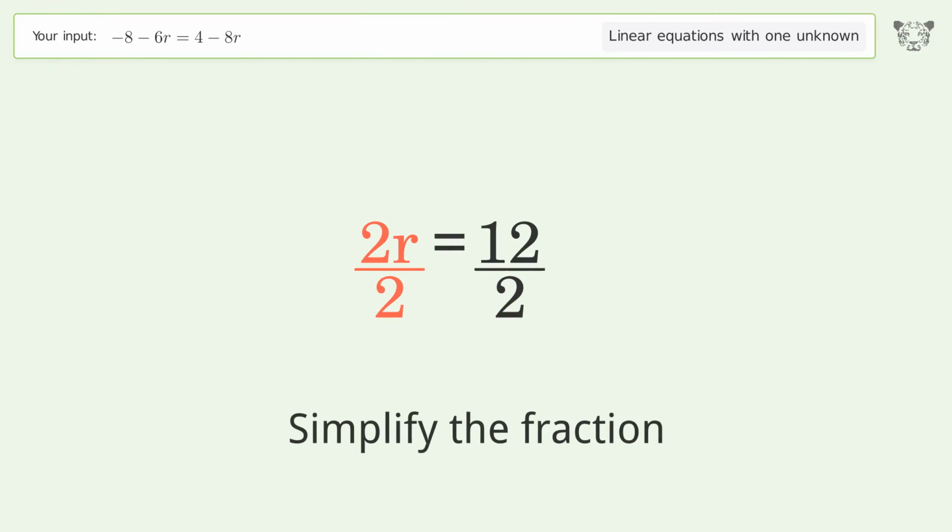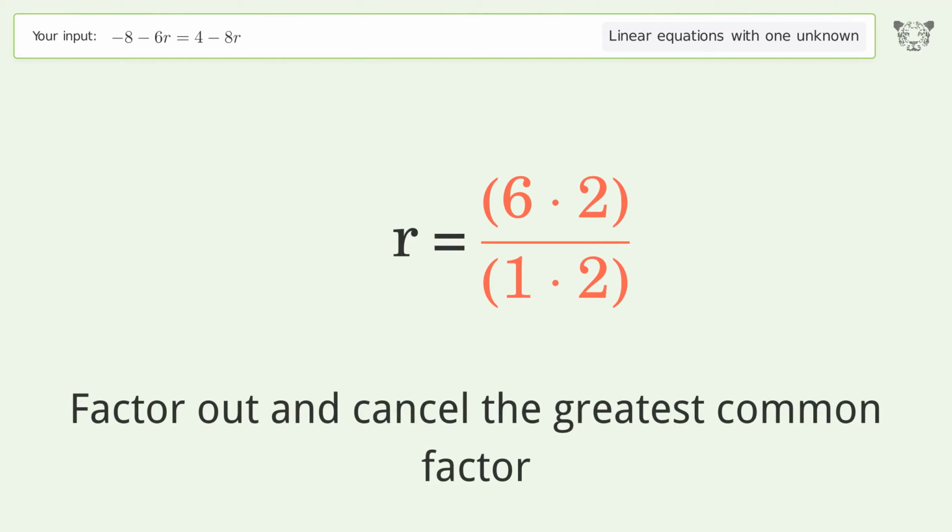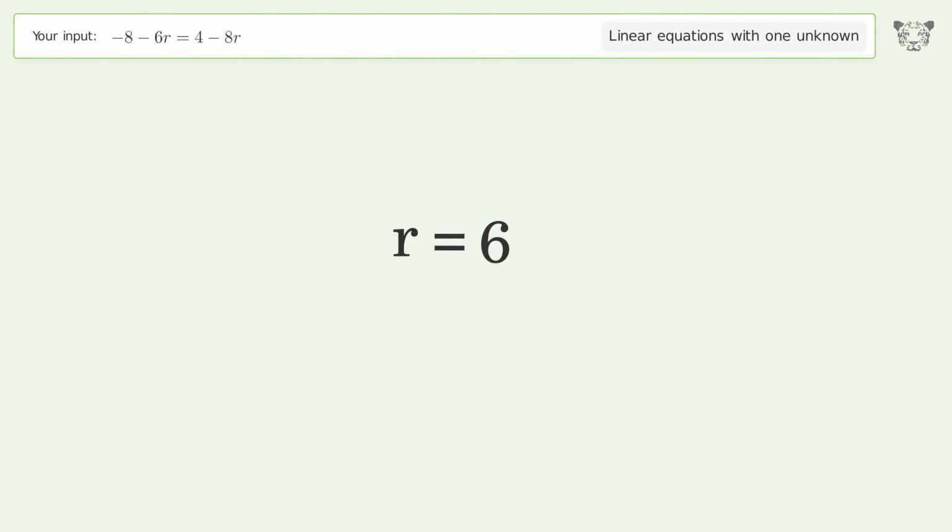Simplify the fraction. Find the greatest common factor of the numerator and denominator. Factor out and cancel the greatest common factor. And so the final result is r equals 6.